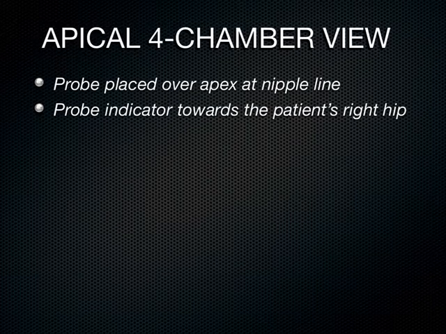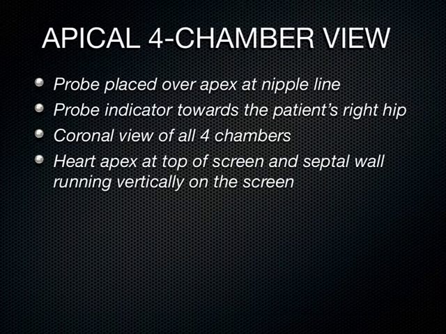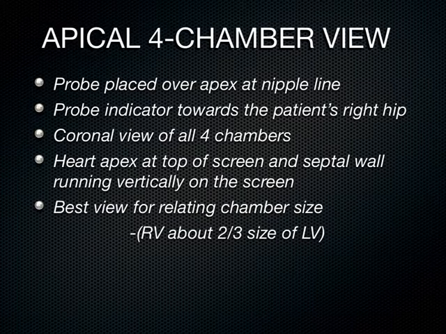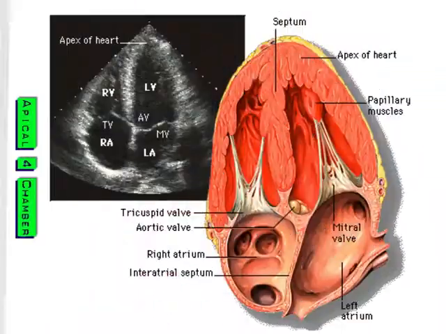You place the indicator of the probe towards the patient's right hip, with the probe placed just at the apex of the heart, usually right around where the patient's nipple would be, just inferior to the nipple there. And it's a coronal view of all four chambers. You've got the heart lining up vertically up the screen with the apex at the top of the screen. And this is when you can really see that the RV is about 2/3 the size of the LV. It's good for the overall function. You can see the atria, the valves. Sometimes it's hard to get this window, but this is what you're looking at.